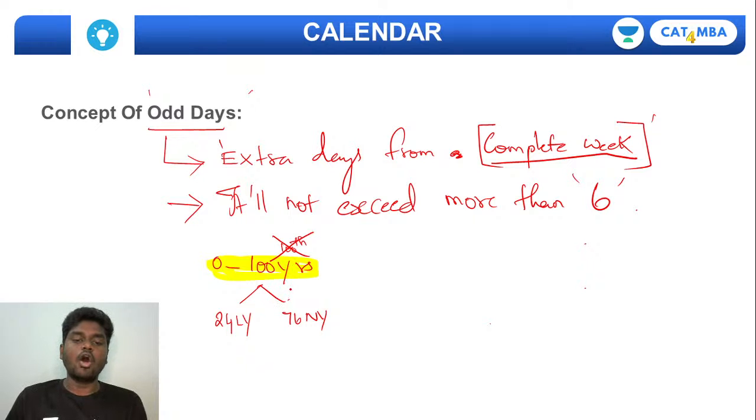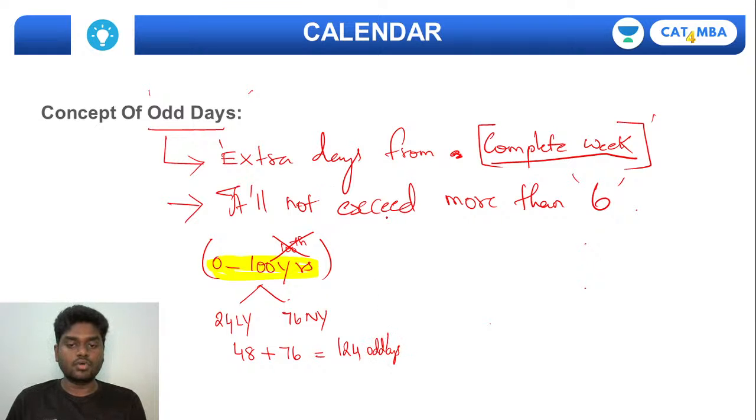If I want to find how many odd days there are in 0 to 100 years, a leap year has 2 odd days. So 24 into 2 gives 48, plus a normal year has 1 odd day, so 76 into 1 is 76. If you add this, you get 124 odd days. I already told you that odd days should not exceed 6, but you have 124. So you have to sort it out to less than 7.